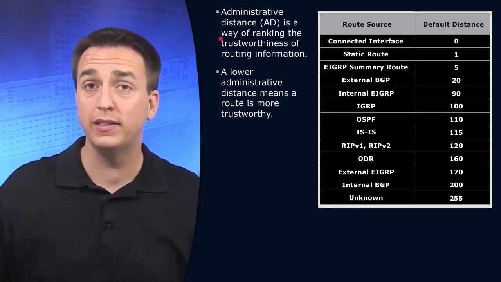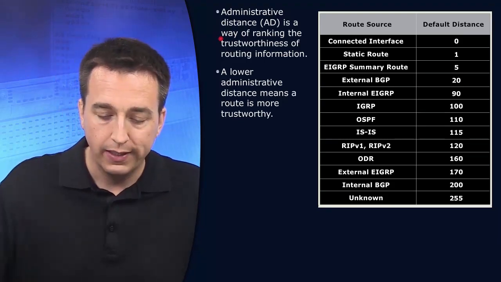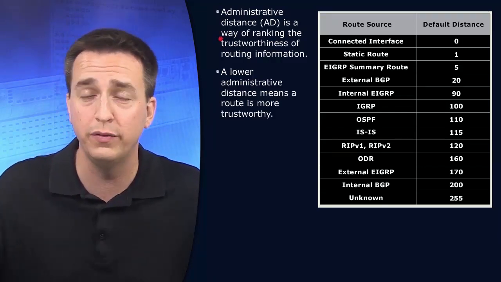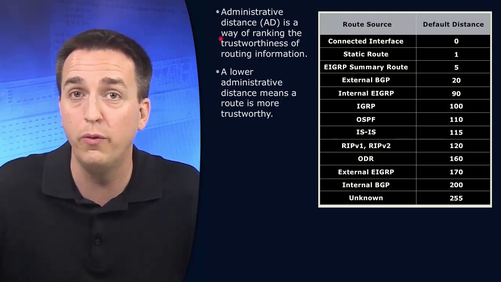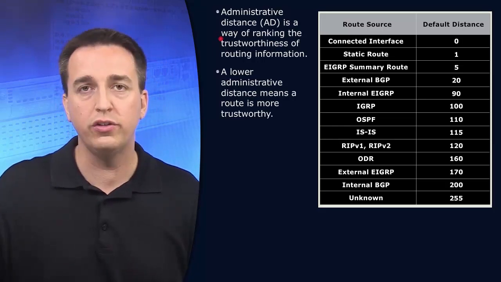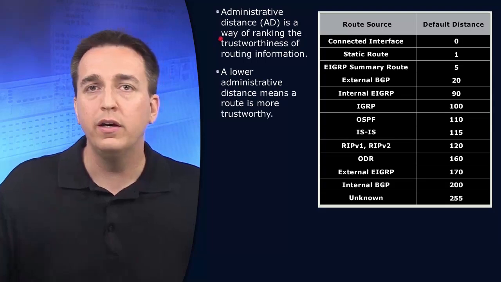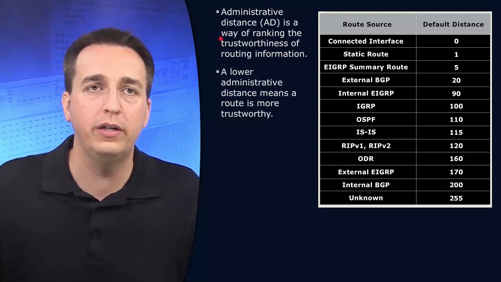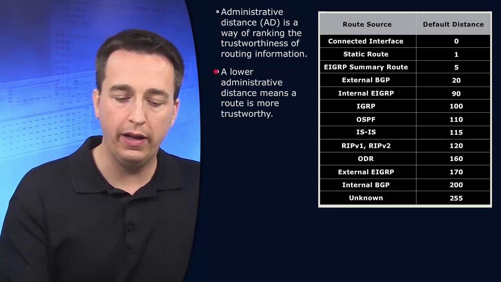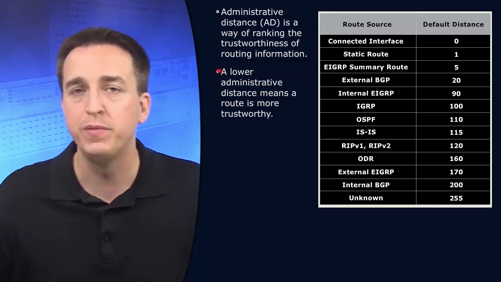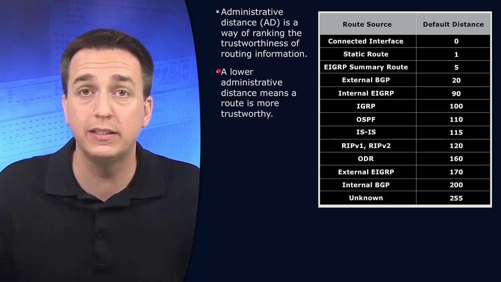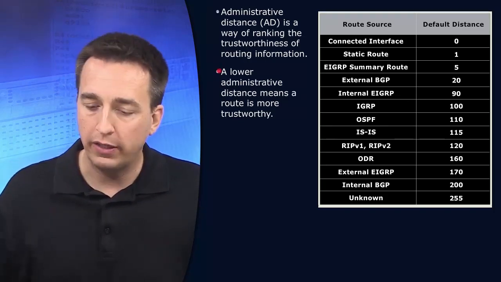So a connected interface has a distance of 0, whereas internal BGP has 200, and if the route source has a value of 255, it is unknown, meaning it won't be used at all. But pay very close attention to these values here. We have a ranking system whereby the lower administrative distance is more trustworthy or more believable than a routing information source with a higher administrative distance. And this comes into play when we learn about the exact same destination network from multiple routing sources.